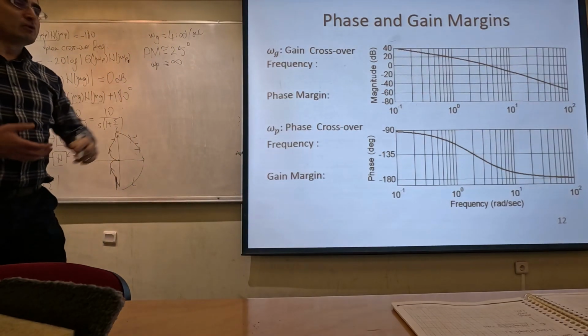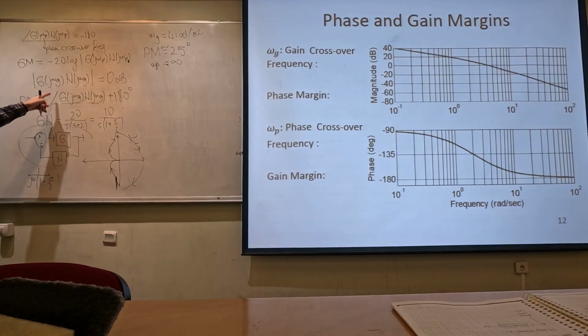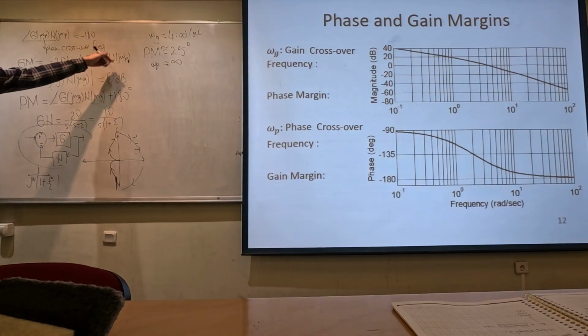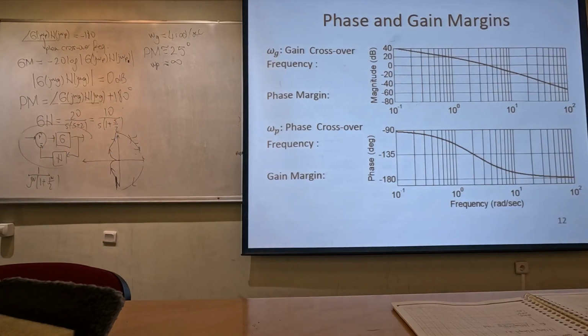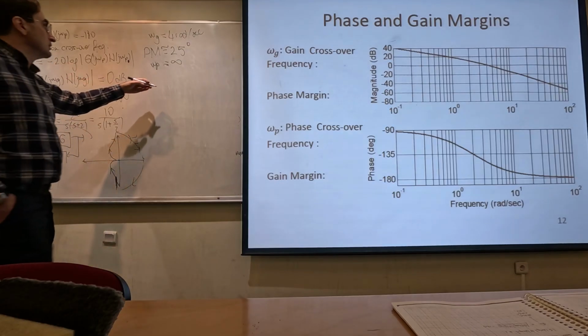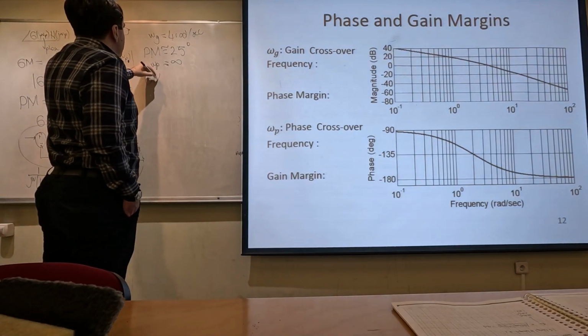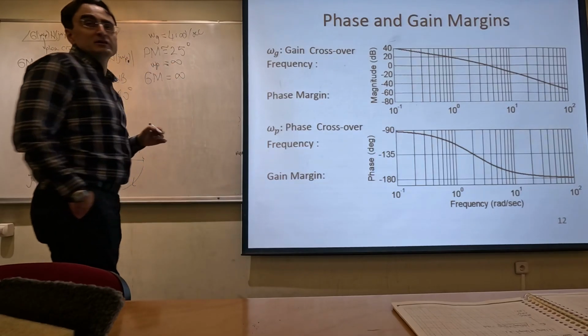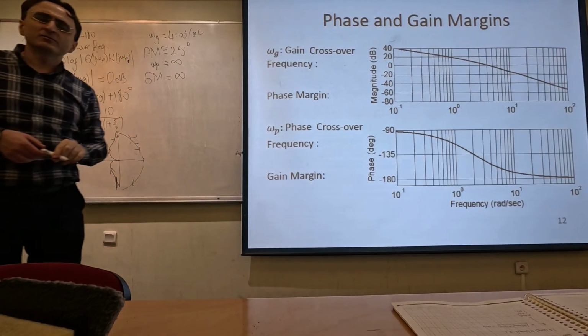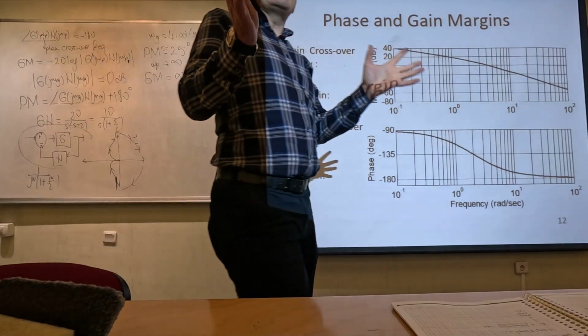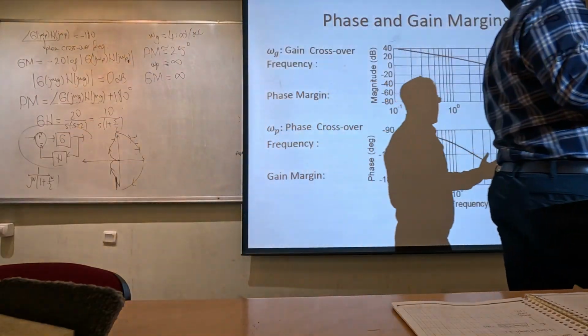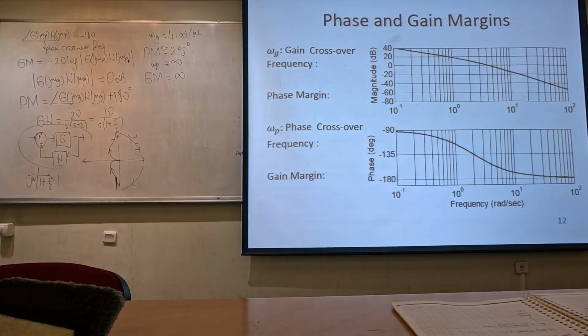And what is the magnitude there? I need to calculate the magnitude there. It is minus infinity. If I multiply it with minus 1, again, it becomes plus infinity. So here gain margin is plus infinity in this case. So what does it mean? I can increase the gain as much as I want. It really doesn't matter. The closed loop system would always remain stable.